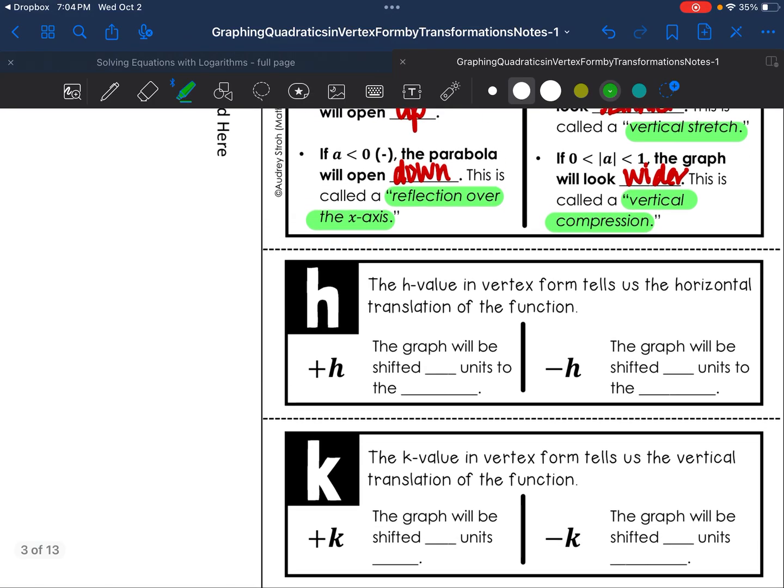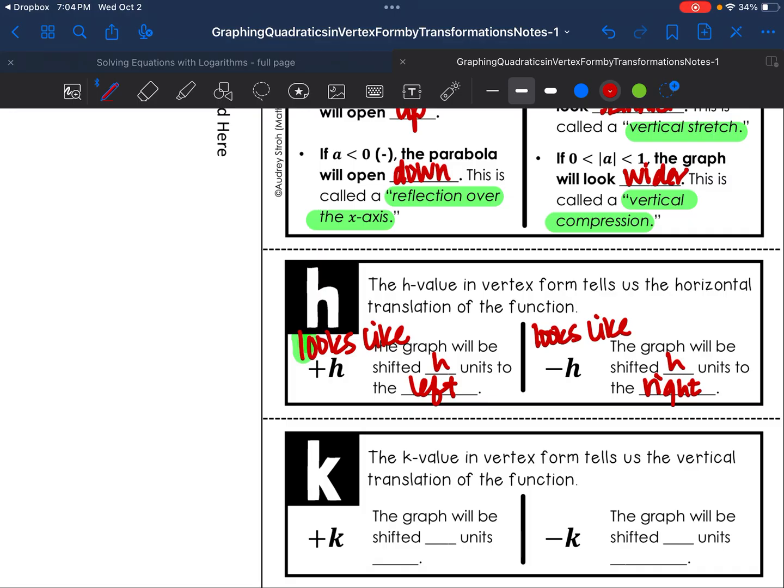Okay, then the other value we have is h, so that's going to be inside the parentheses. So the h value in vertex form tells us the horizontal translation of the function. So if it looks like plus h, the graph will be shifted h units to the left. And then if it looks like minus h, the graph will be shifted h units to the right.